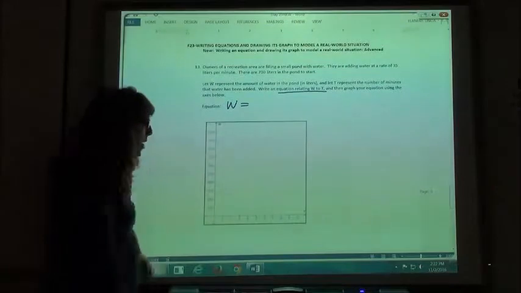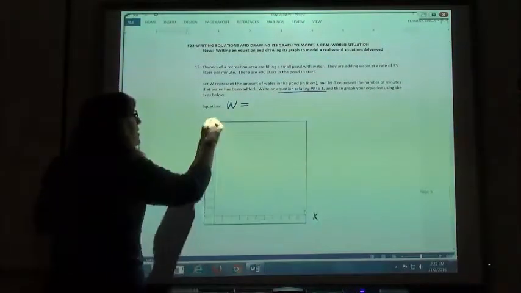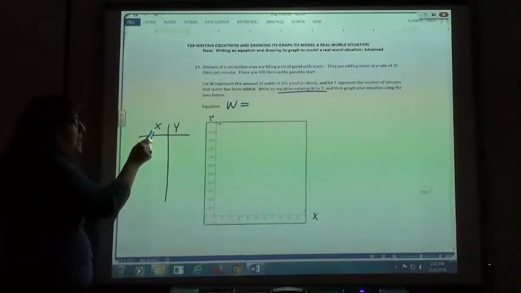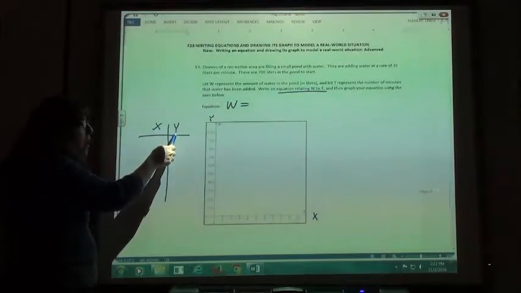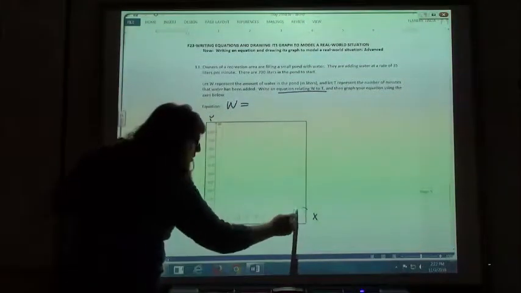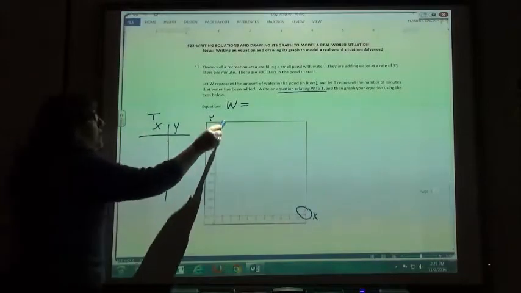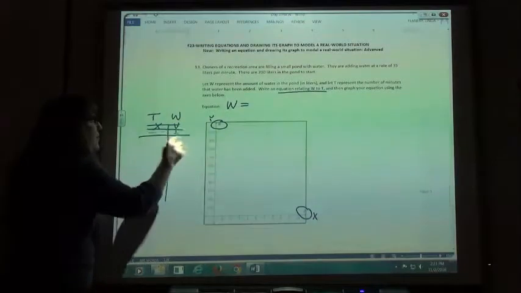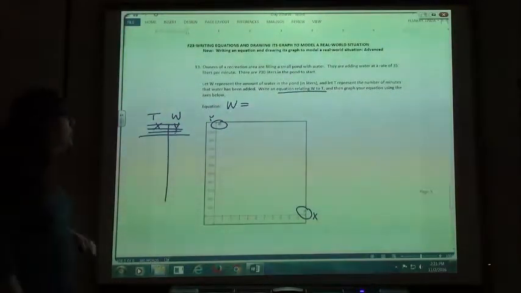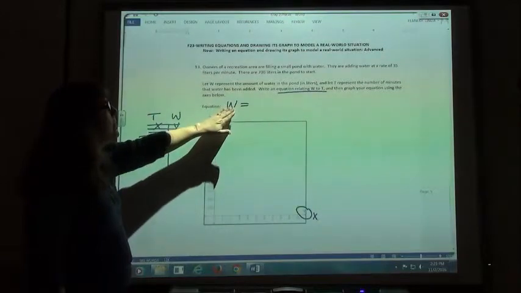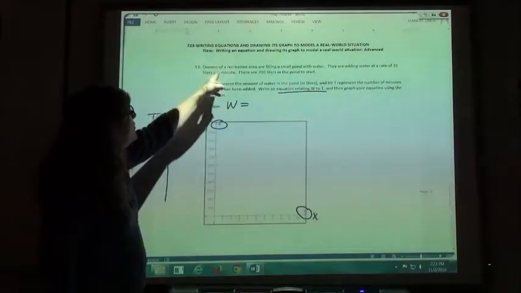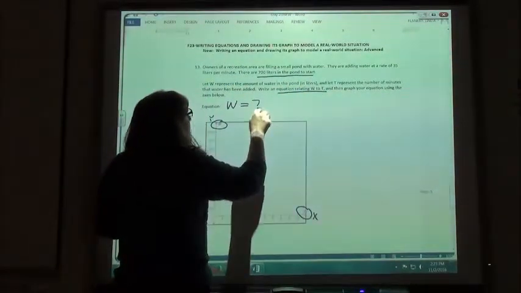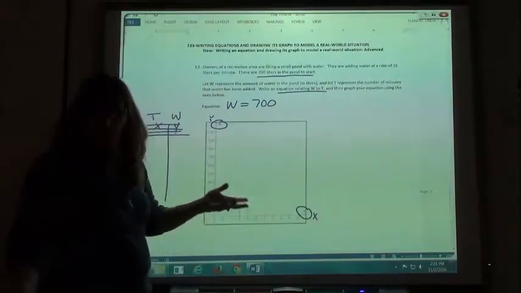If you think about your graph, this is your x-axis, this is your y-axis. Normally we have x and y, and we put something in for x, and we find our answers of y. In this case, we're going to put something in for t, and our answers are going to be the w's. So instead of having x's and y's, we have t's and w's. So I want to find out how much water is in the pond. Well, if I read through this first part again, it tells me there are 700 liters in the pond to start with. So I know I have 700 liters in there for sure.